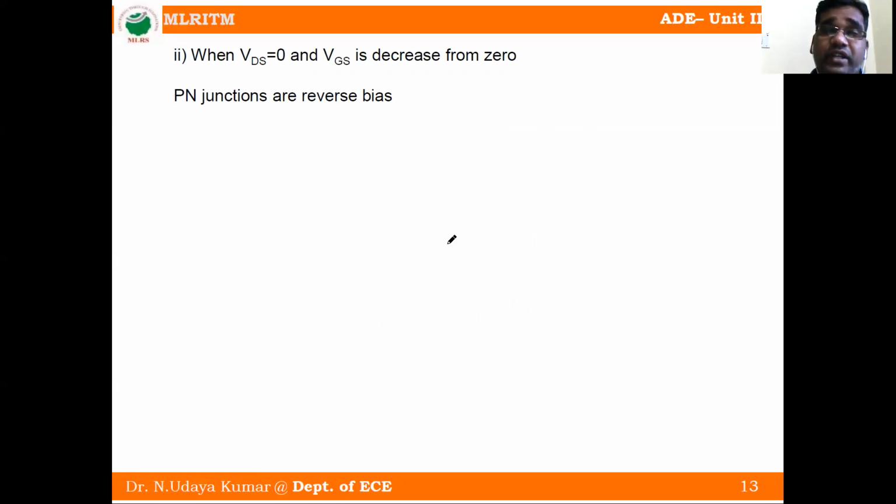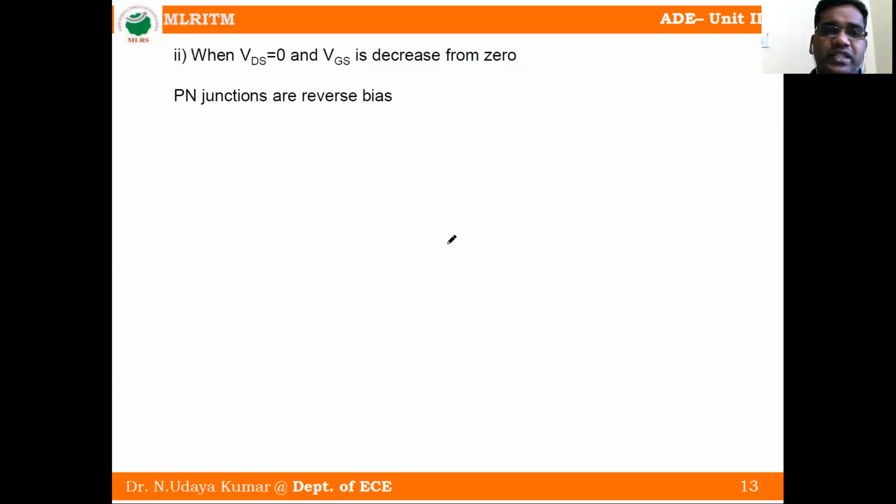Whenever there is reverse bias, the thickness of the depletion region increases. We see this in diodes and transistors. Whenever reverse bias, the depletion region width increases. Similarly, here also the depletion region width increases because VDS is equal to 0 and VGS we are decreasing from 0 to -1, -2, -3 like that. So the depletion region also increases.